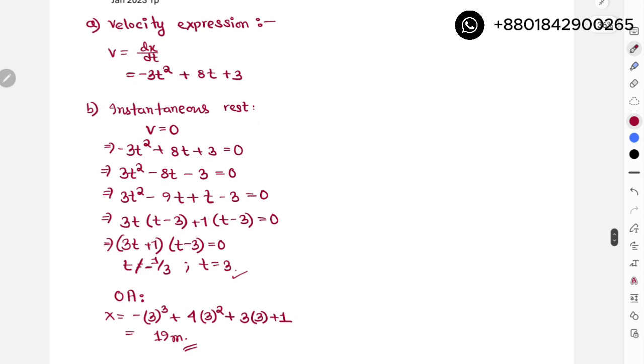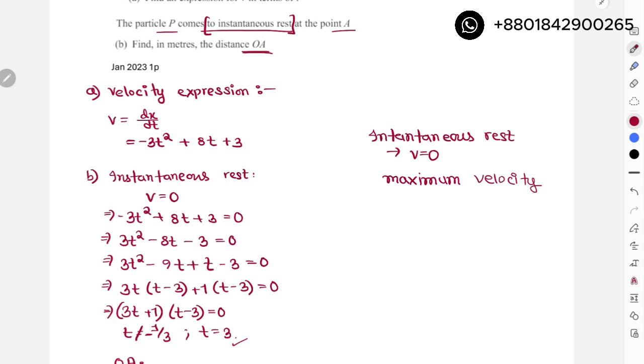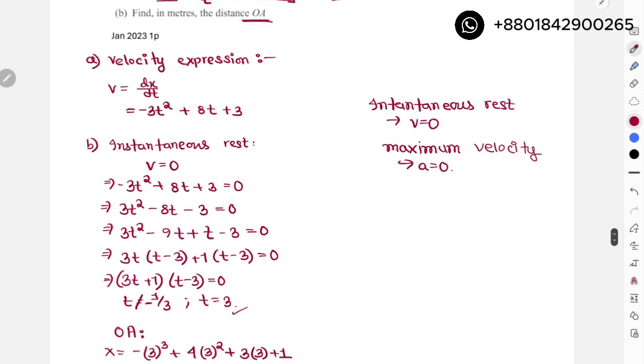Similarly, in this question, as they have used the instantaneous rest concept, there are a few things you need to understand. In instantaneous rest, obviously velocity is 0, right? At maximum velocity, acceleration is 0 because this is the maximum velocity. Velocity is not going to increase at that point. At that point the velocity is constant. That's why the acceleration becomes 0 over here. These two concepts are important.